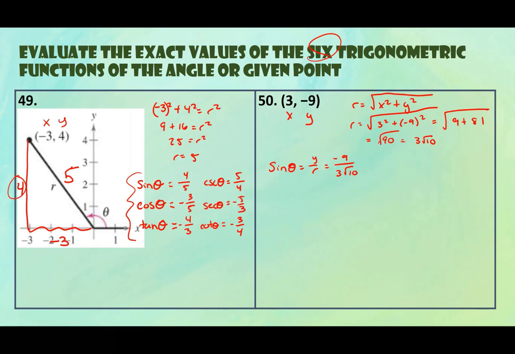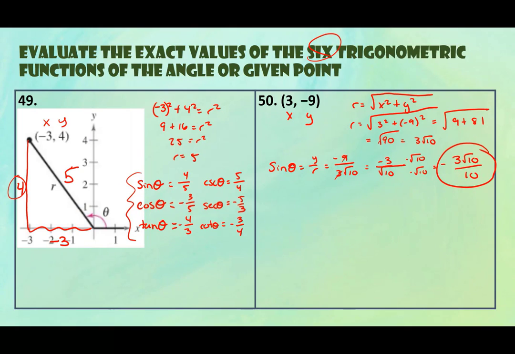Now you guys know that you can't leave it like this. This is not simplified. The first thing I want to do is take out the 3's. So now I have negative 3 over the square root of 10. Then I have to rationalize the denominator. So now I'm going to have negative 3 root 10 over 10. And that's actually the answer for sine.